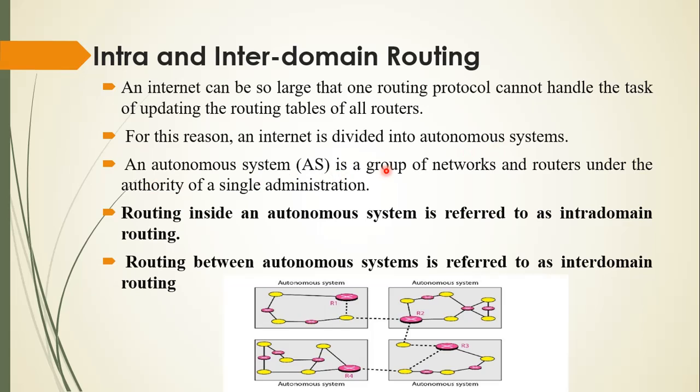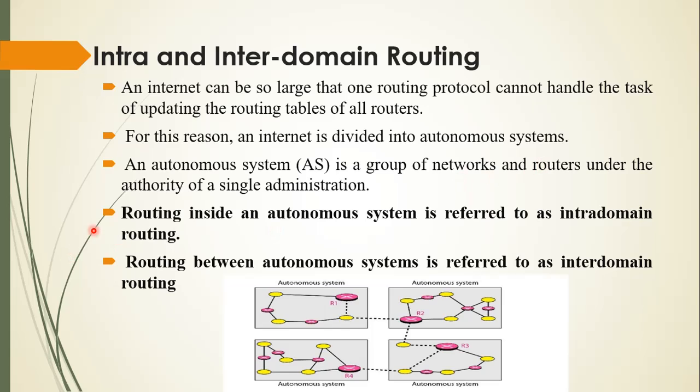An autonomous system is a group of networks and routers under the authority of a single administrator. See in the diagram, we have multiple autonomous systems, but the administrator is single. Here we have one network, here another network, and another network, and all the networks are connected with each other. They have a single administrator. That is an autonomous system.